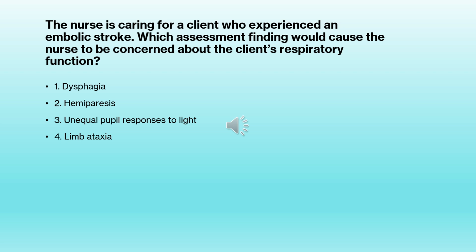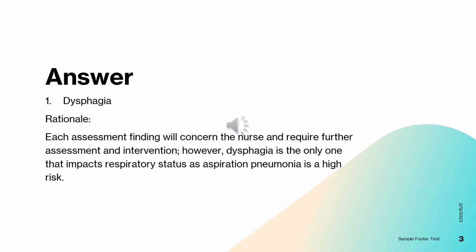So, like I said, all of these, so you got to look at the question. What exactly is the question asking you? Because, like I said, all of these could be some issues and concerns for a person that has had a stroke. But the question is specifically asking about their respiratory function. And dysphagia can cause aspiration pneumonia if not treated appropriately. And so, like I said, our answer is dysphagia.